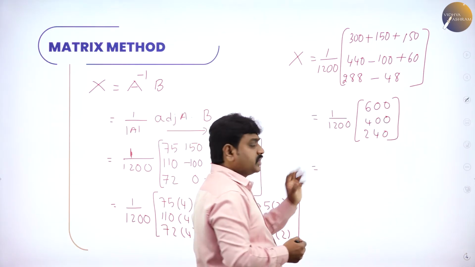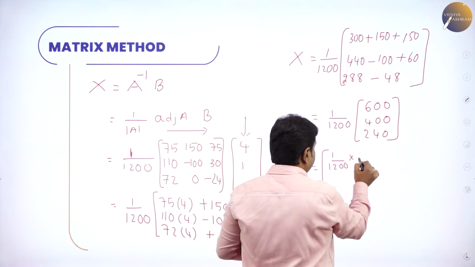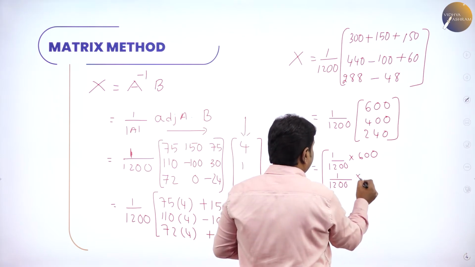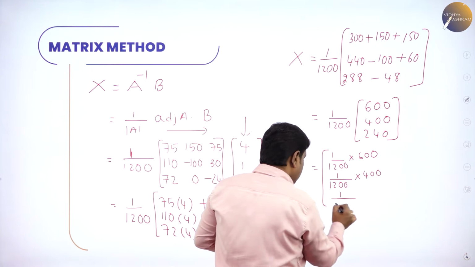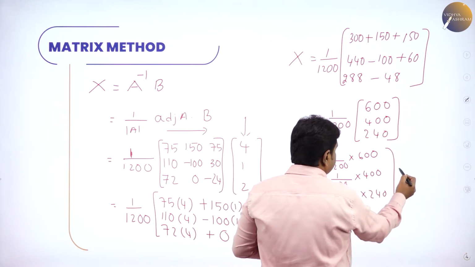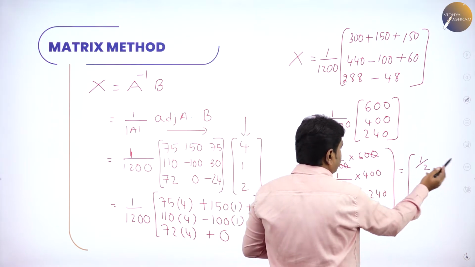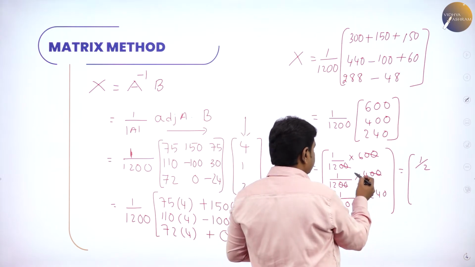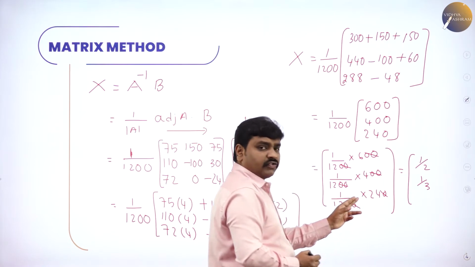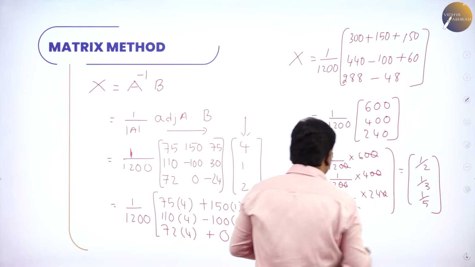Now we multiply 1200 to each element, so it will become 1 by 1200 into 600, 1 by 1200 into 400, 1 by 1200 into 240. Simplify this. When you simplify, 2 zeros cancel, 6 ones are 6, 6 twos are 12, it will become 1 by 2. 2 zeros cancel, 4 ones are 4, 4 threes are 12, it will become 1 by 3. 1 zero cancels, 24 5s is 120, so 1 by 5. So now you got the x value.